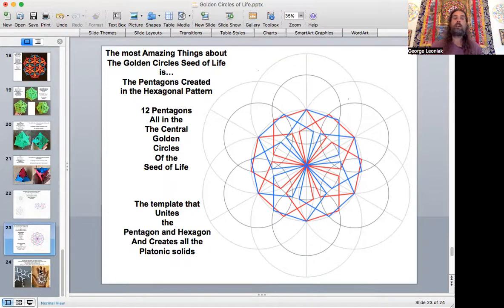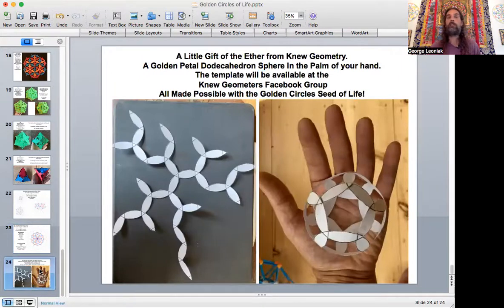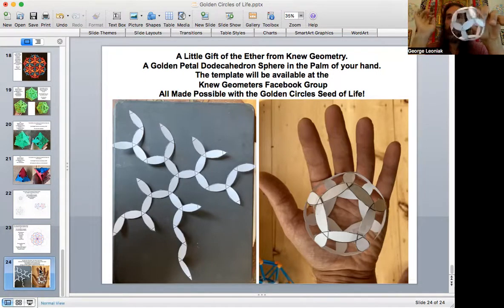But I wanted to have a little gift from the ether for everybody at the end of this video from me at New Geometry. This is the little version of this golden petal dodecahedron, this little spherical version that just fits kind of right in the palm of your hand. It's so cool to build and very easy. It's a little tricky to cut out along these curvatures when you have the template in hand. But this is going to be on my resource section. I think to have that at the New Geometers Facebook page or Facebook group.